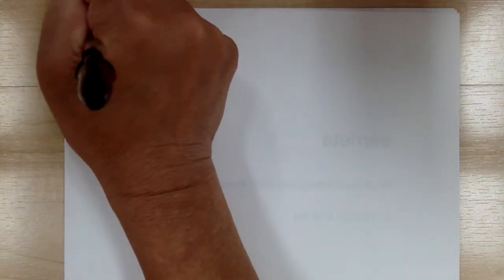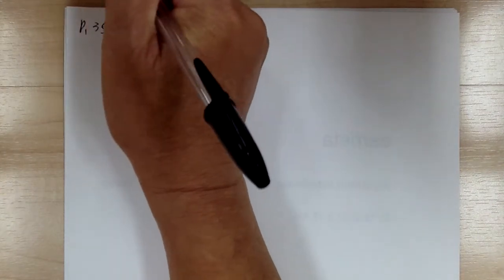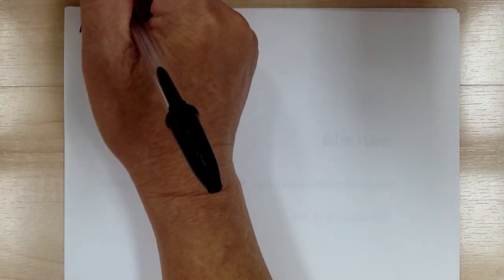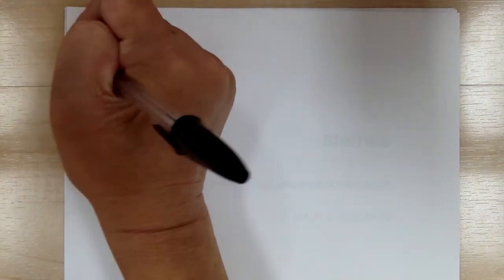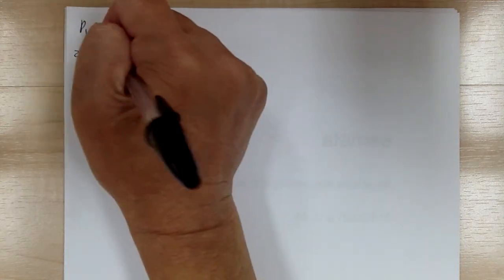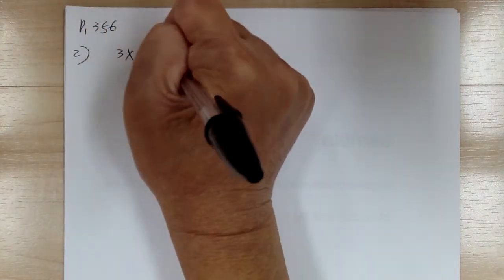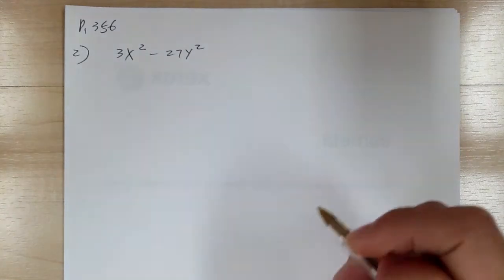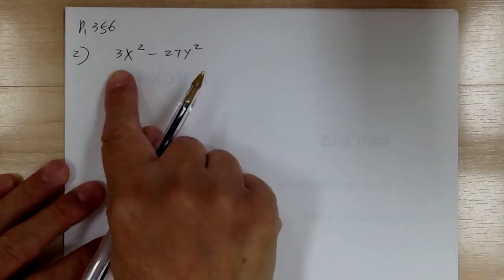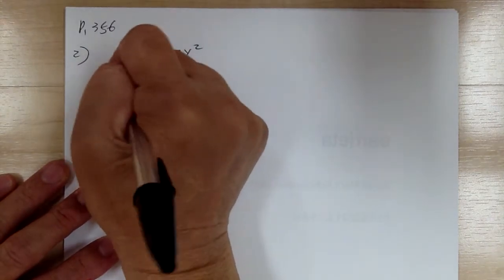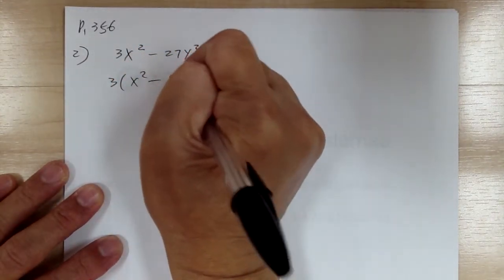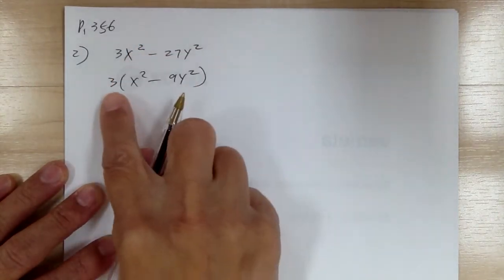Let's go to page 356 and start with number 2. Okay, so you've got 3x squared minus 27y squared. So again, when you're doing the factoring, start with step 1, common factor. So you can factor out the 3, and you get x squared minus 9y squared. So that's your step 1.